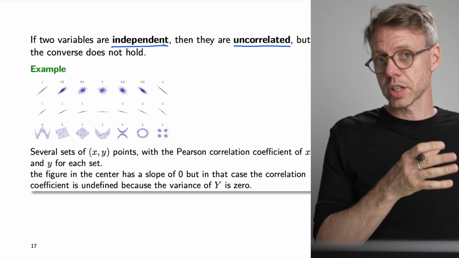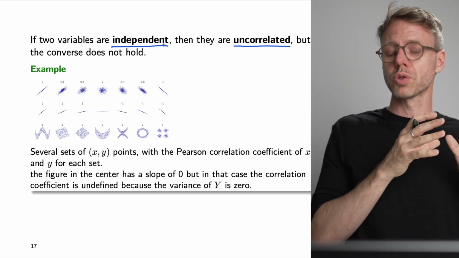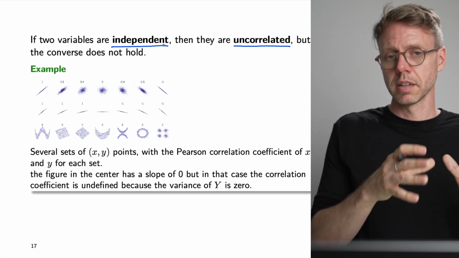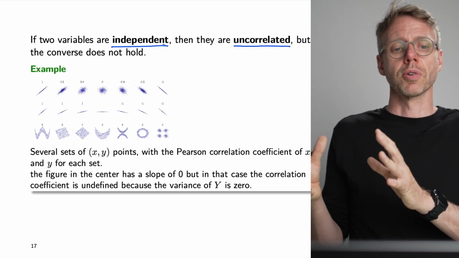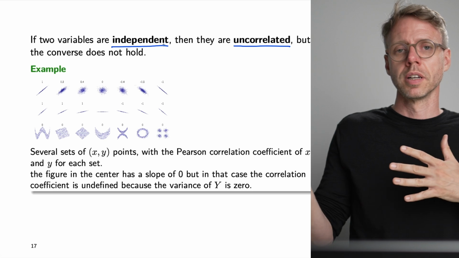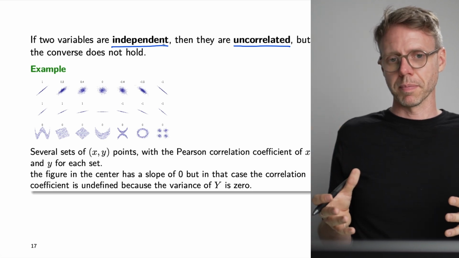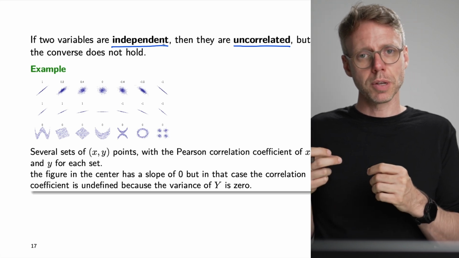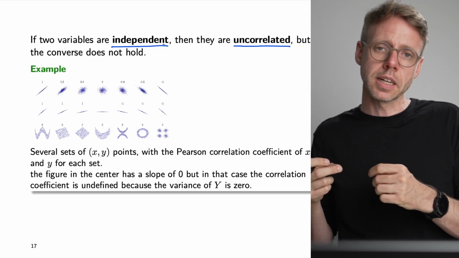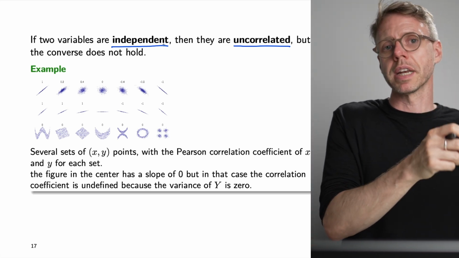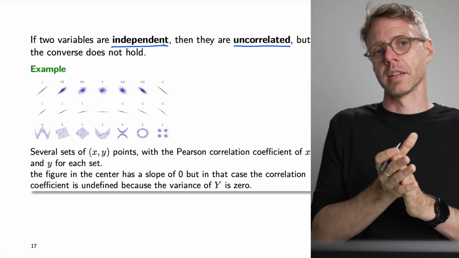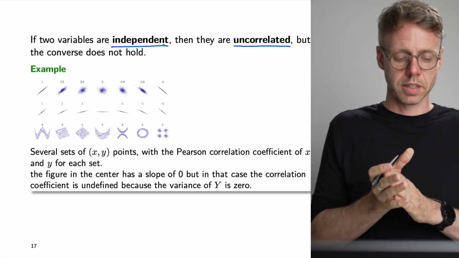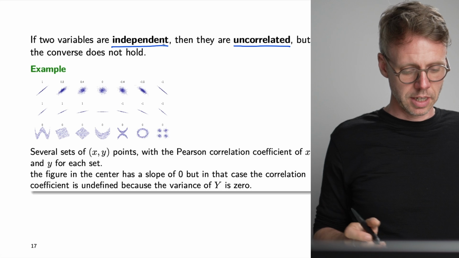In the other direction, it's true. So if the two variables are independent, then they're also uncorrelated. So if they're independent, there are no linear relationships between them. However, not having linear relationships doesn't mean that they're also independent, because they might have higher-order relationships. Let's look at a few examples.